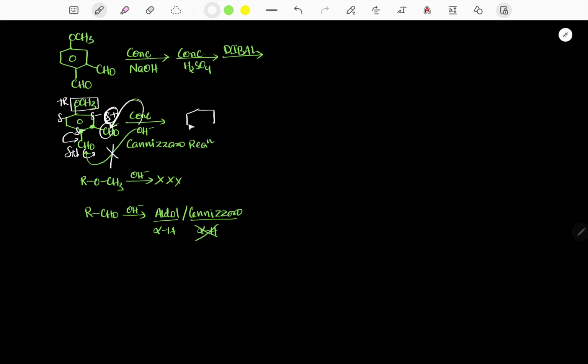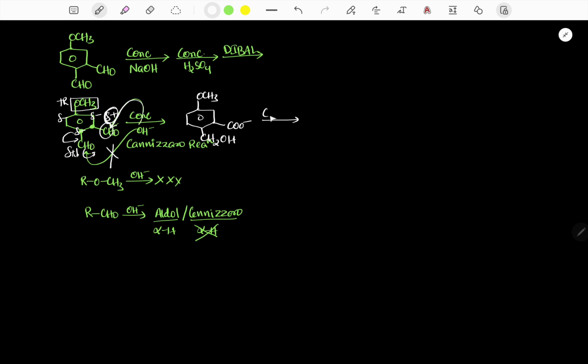And finally, where OH minus is attacking, that carbon undergoes oxidation and the remaining carbon undergoes reduction in the Cannizzaro reaction. OH minus attacks the aldehyde, and that aldehyde undergoes oxidation and the remaining aldehyde undergoes reduction.